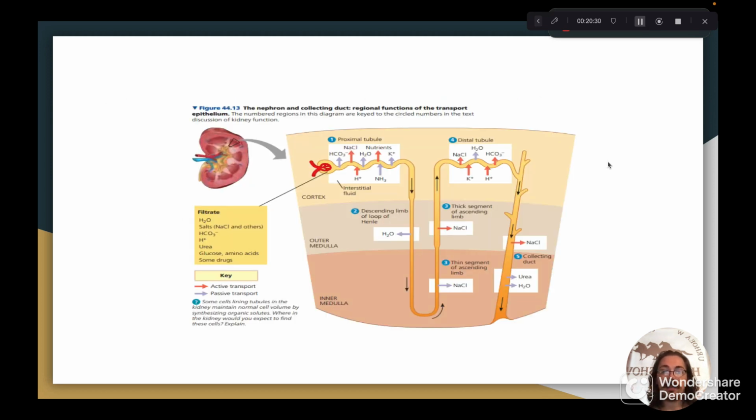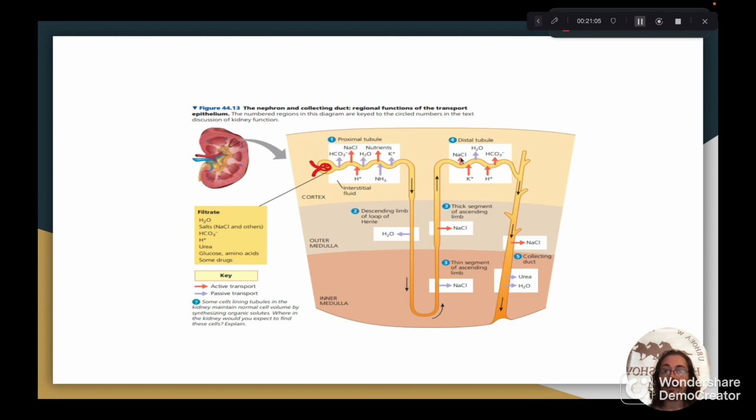Here I have a diagram that depicts the flow of filtrate through the nephron. It starts off in the proximal tubule. Passive and active transport are both going on here. Then we move into the descending limb of the loop of Henle, where water is lost through passive transport. And we make our way to the ascending limb of the loop of Henle, where in the thin segment, salt is lost through passive transport. Then in the thick segment of the ascending limb, salt is still lost, but it's through active transport.